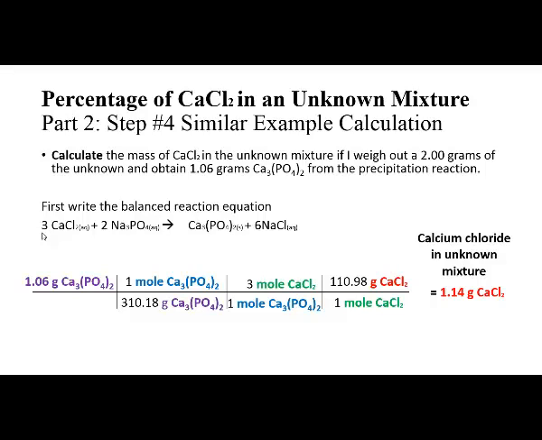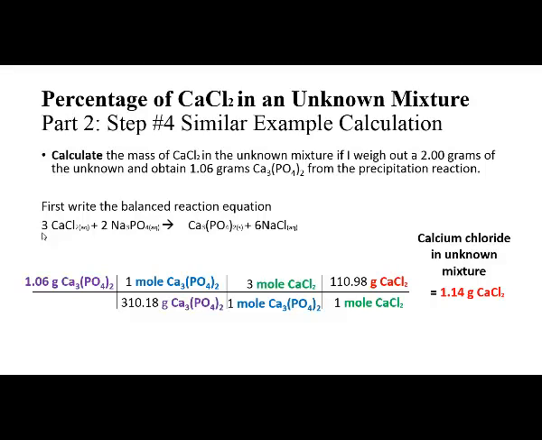This is less than the 2 gram sample size. This makes sense because we assume that if we had 100% purity of calcium chloride, we'd have a 2 gram sample initially from our calculations. Since we have less than this, we expect that, as we suspected, the unknown mixture is impure.